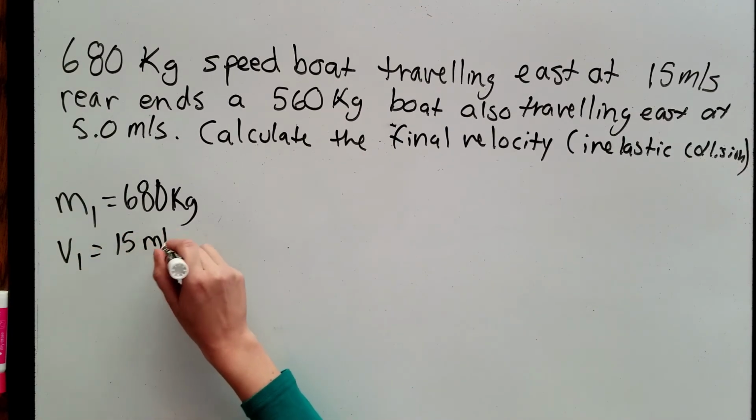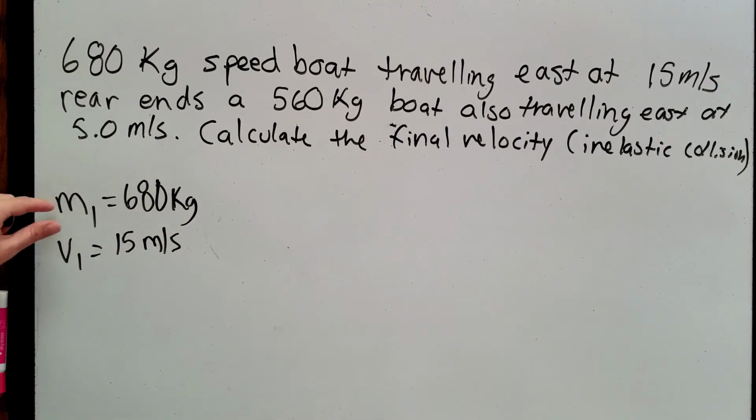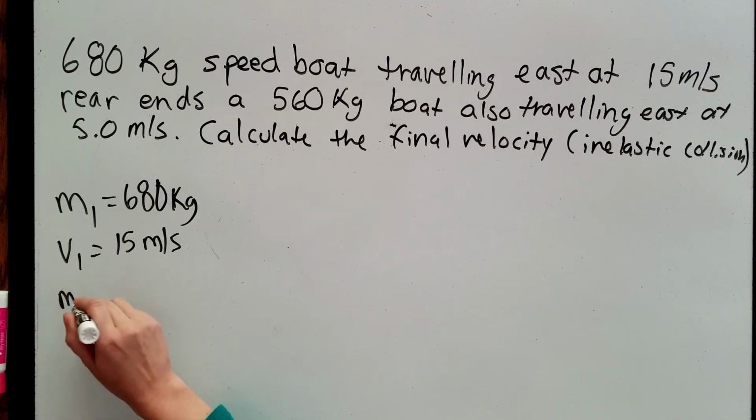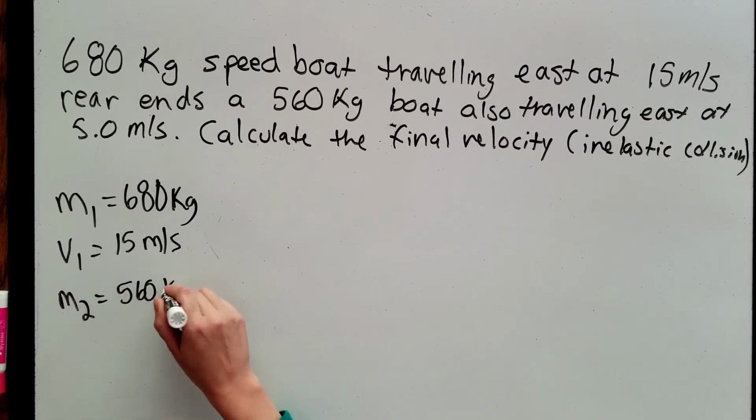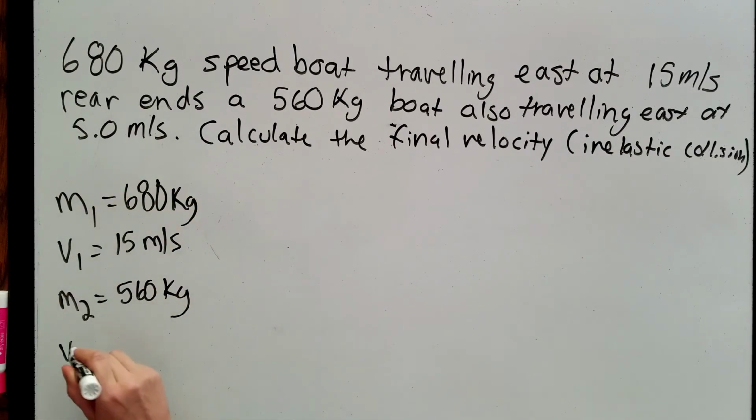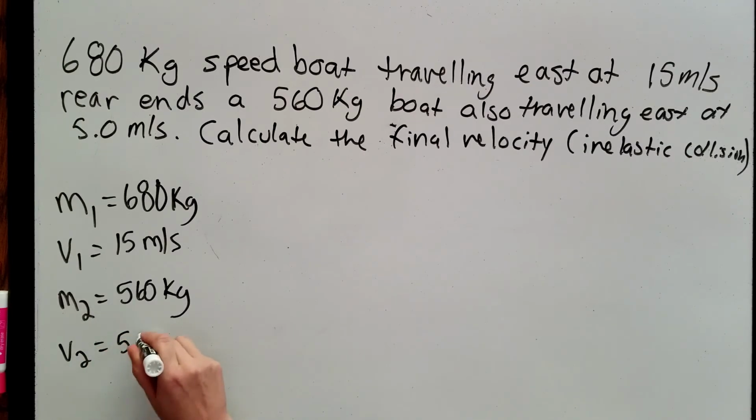Whenever we have a collision problem, it's between two objects. So we're always going to have m1v1 and m2v2. Here's my first boat, their mass, their velocity. Let's look at the second object, also a boat. The mass of the second object is 560 kilograms. They are going a velocity of 5, so a little bit slower. What we're looking to solve for then is the velocity after the collision.